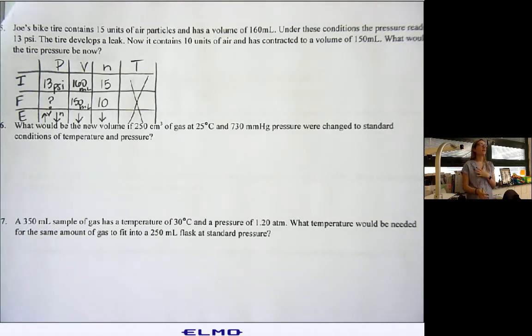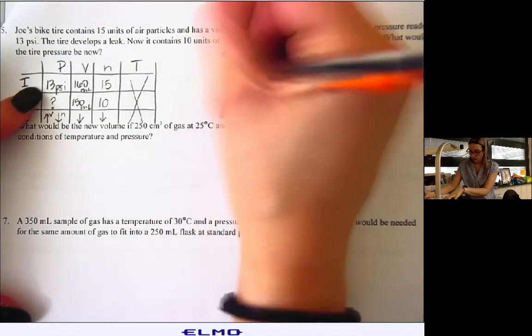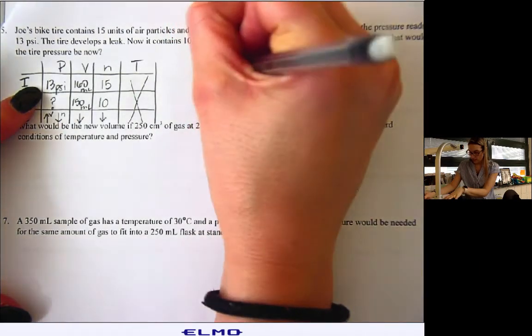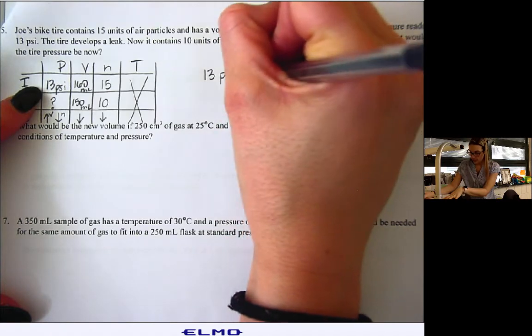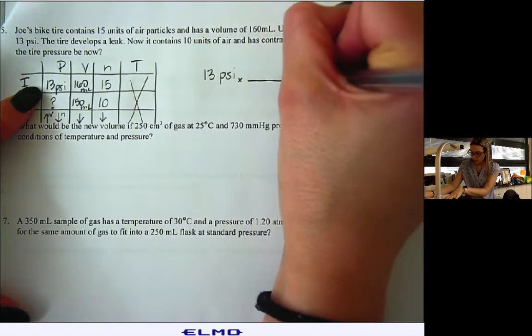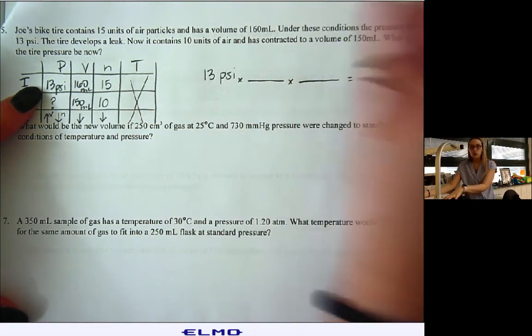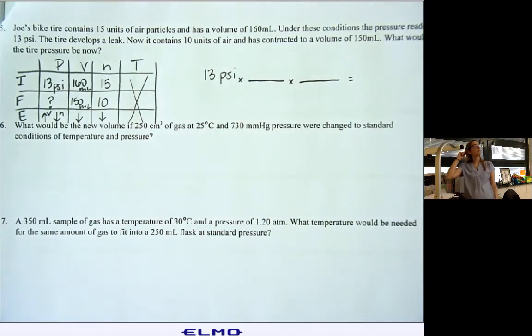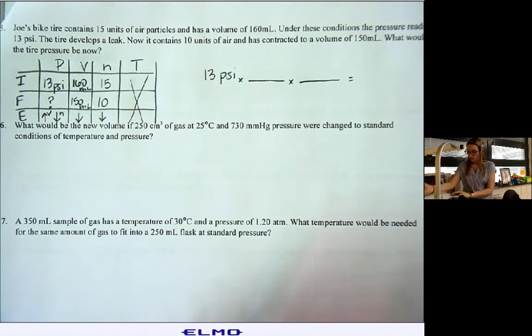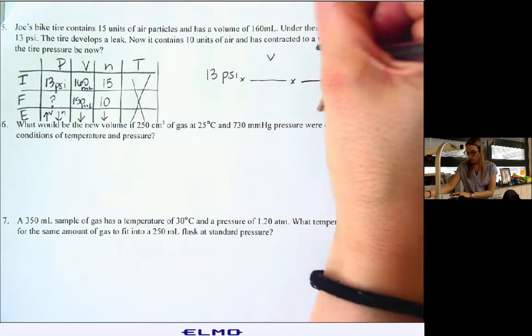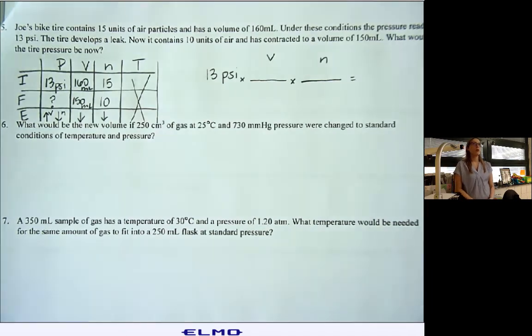So this is what this looks like when you have two variables changing. Still start with the initial of what you're trying to solve for. So if I'm trying to solve for pressure, I'm going to start with initial pressure, 13 psi. Now, because I have two variables changing, I'm going to be multiplying by two fractions. One of them is due to volume, and one of them is due to number of particles. So over top, I'm going to put a V and I'm going to put an N.